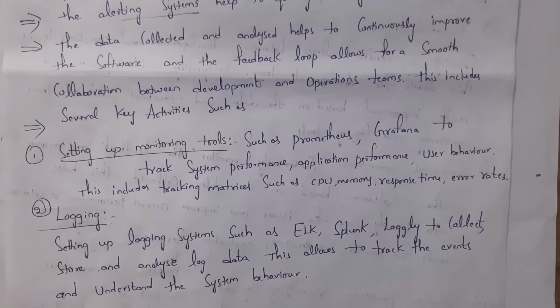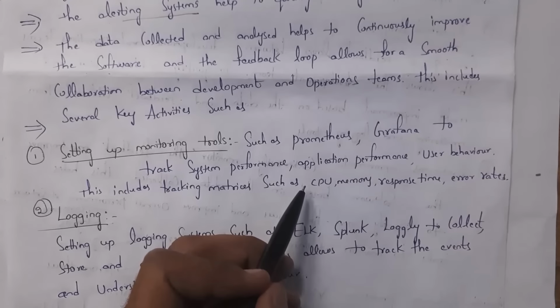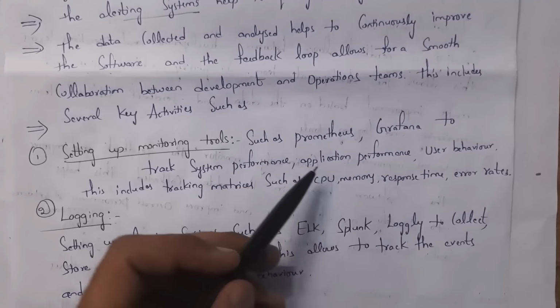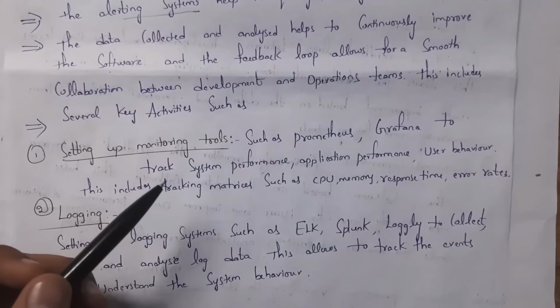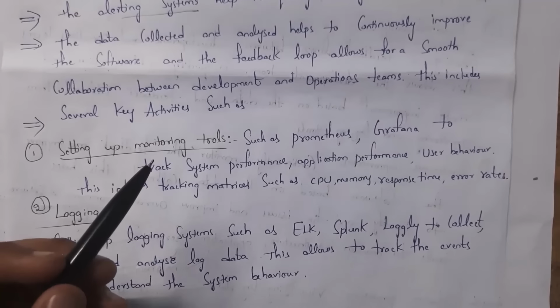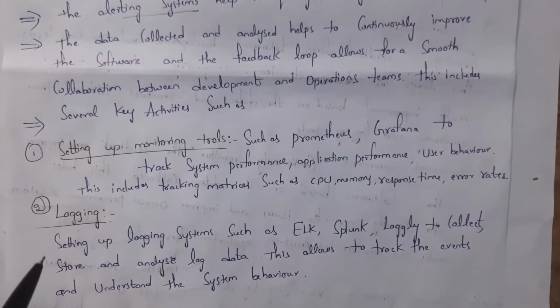Like if we install software, how much memory the software is consuming, how much CPU power it is consuming, what is response time, what are error rates, what is our system performance, what is user behavior. They will monitor everything. So in order to monitor all this in DevOps, they will use various kinds of tools like Prometheus and Grafana. And next one is logging.